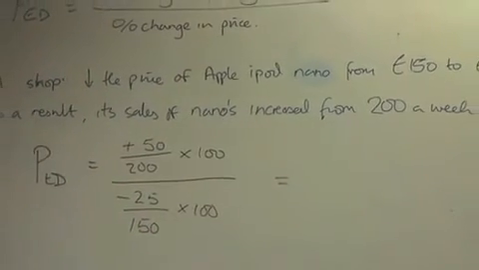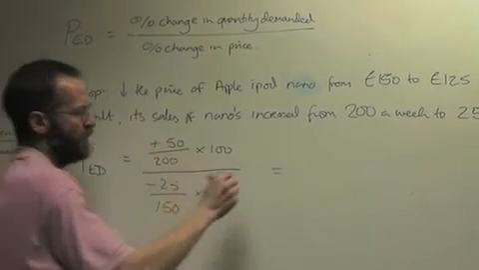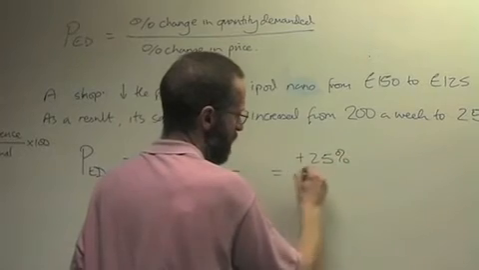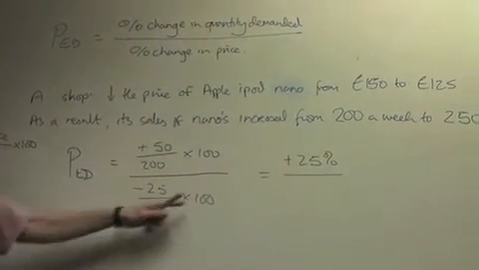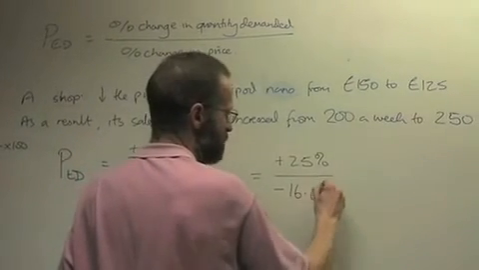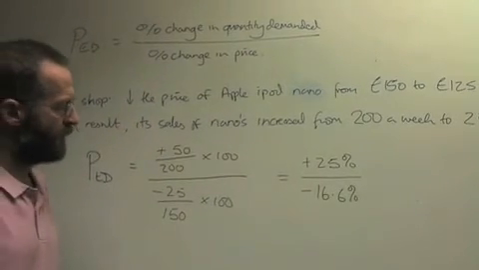If you work this out, 50 over 200 is the same as 1 over 4. So on the top it is plus 25%. And on the bottom, that's the same as 1 over 6 multiplied by 100, which gives you minus 16.6%. Use a calculator.